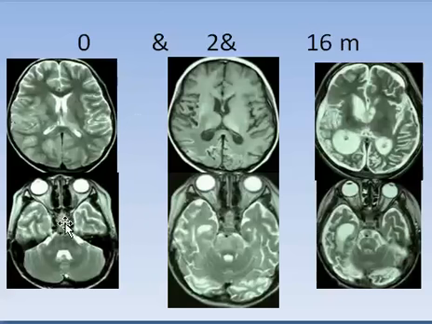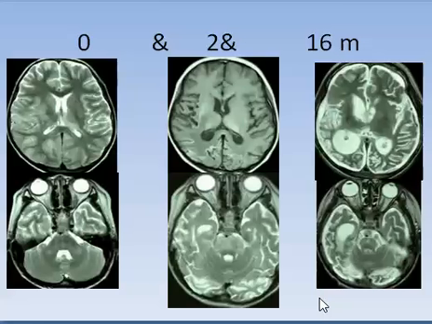Now this is at 0 line, this is 2 months and this is 16 months. In 16 months we have now cystic encephalomalacia, and we have hydrocephalic changes, both due to shrinkage and due to meningeal obstruction of the exit foramina.